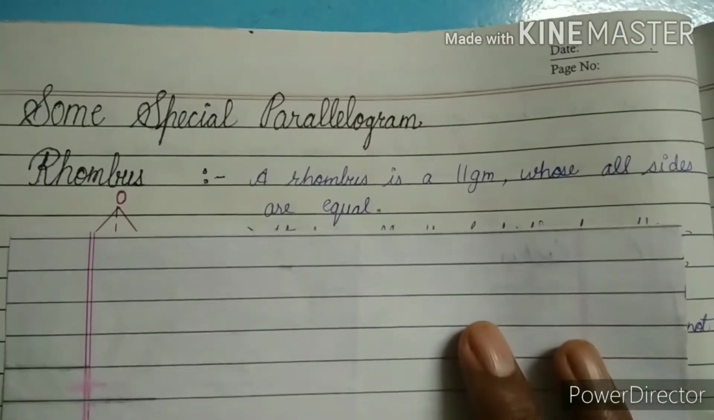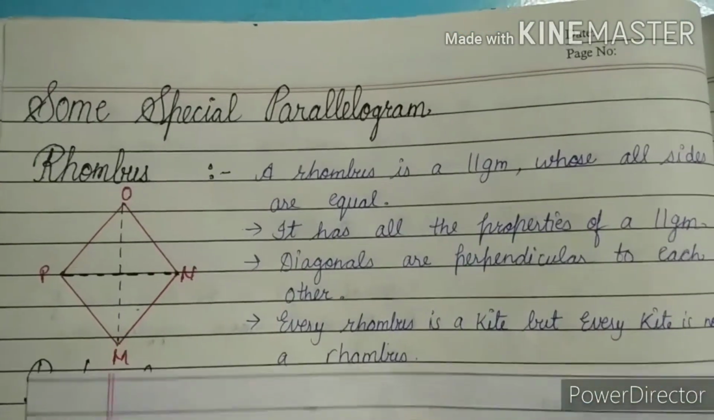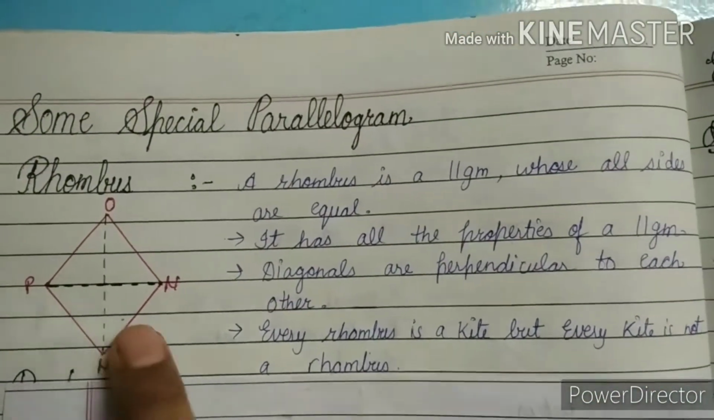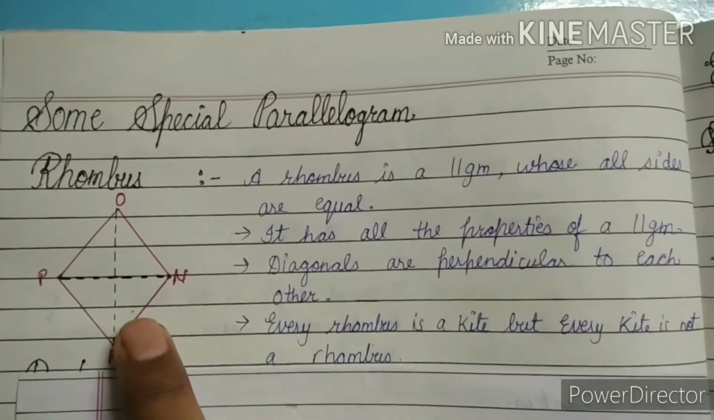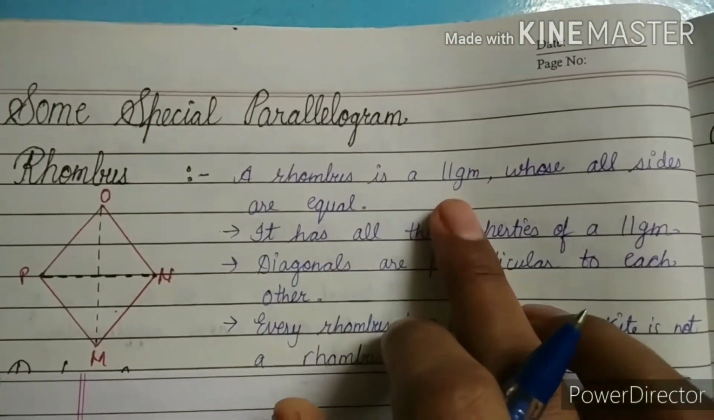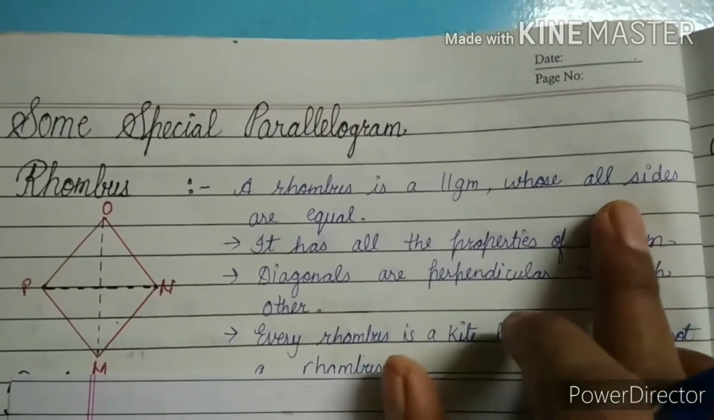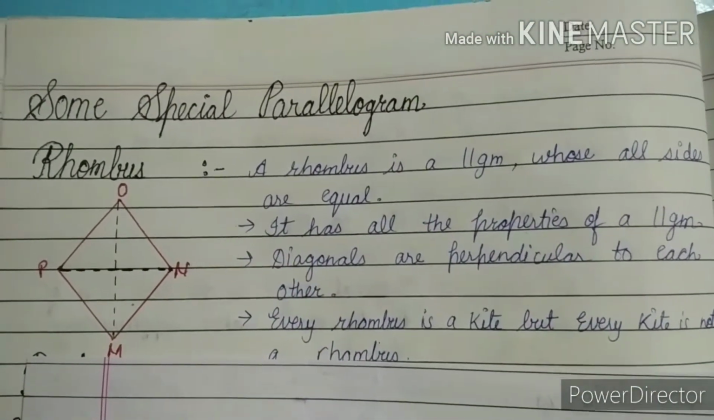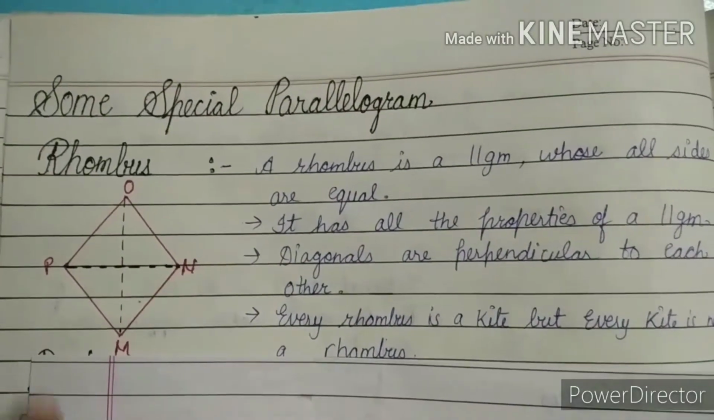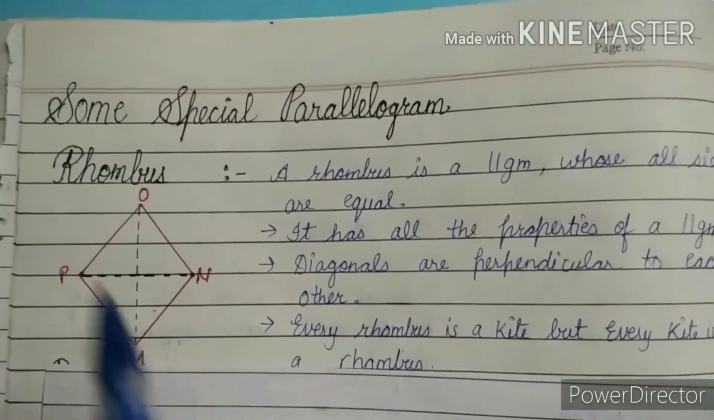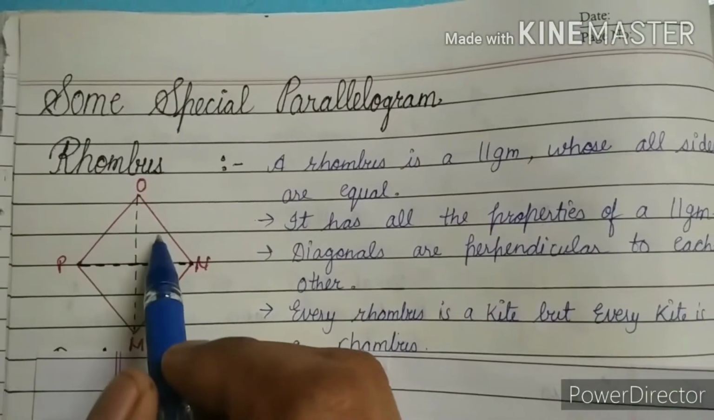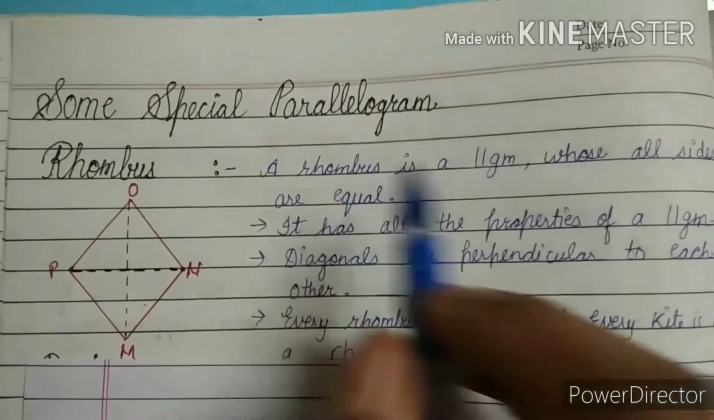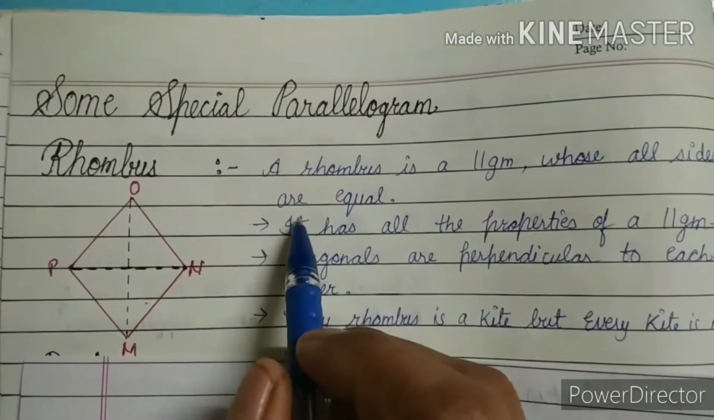The first is the rhombus. What is the meaning of rhombus? A rhombus is a parallelogram whose all sides are equal. Rhombus is a kind of kite, but in a kite the consecutive sides are equal, whereas in the rhombus all sides are equal.